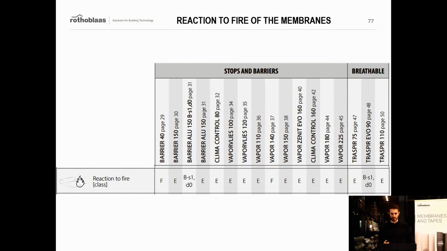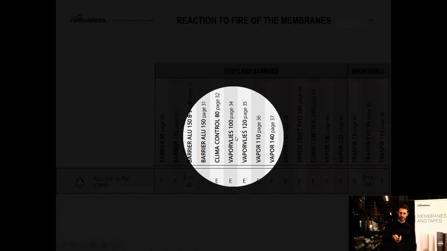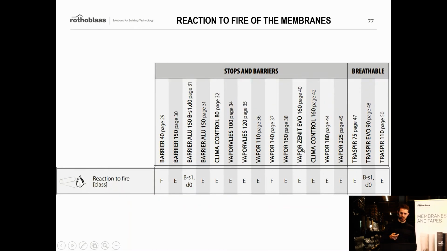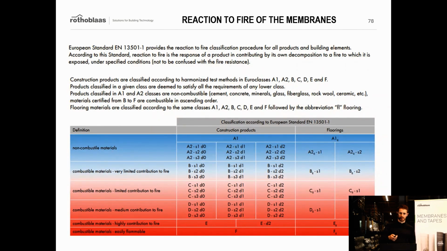the public buildings. And here we can see, for example, the reaction to fire that our membranes have, and we are gonna have a look at what this letter means in particular. So what does it mean, B, S1, D0, or E or F? We're gonna see it in the next slide.